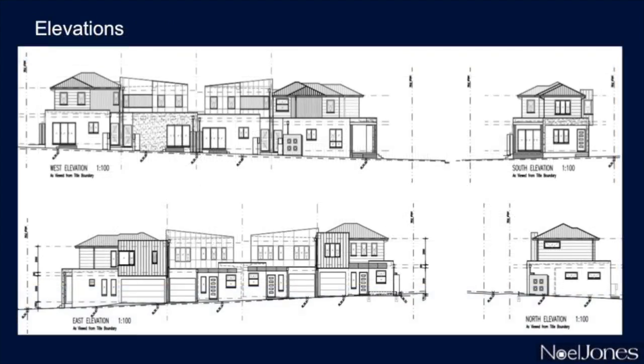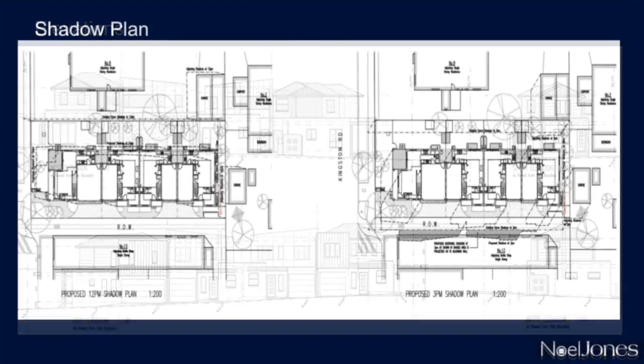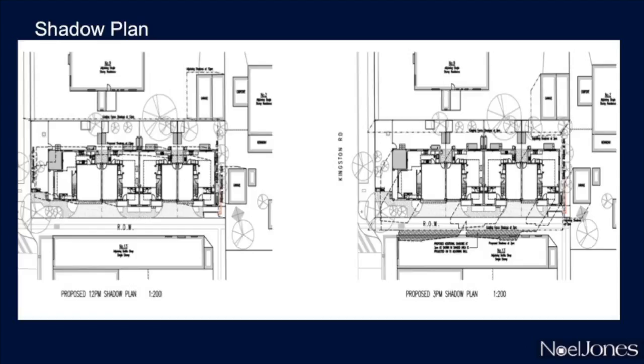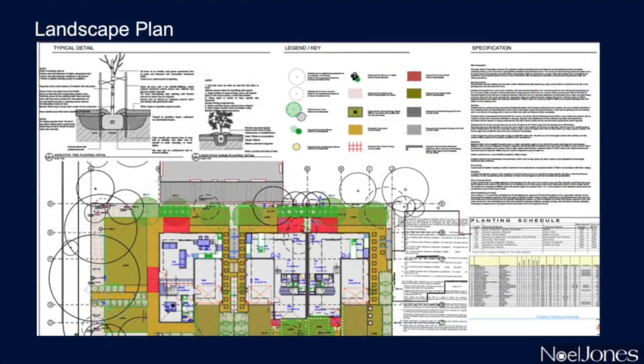On this slide, we can view the elevations of the proposed dwellings, including information about ceiling heights, roof designs and external textures and finishes. We can also gain an understanding of how the units will look when viewed from both the north, east, south and west. Our shadow plan example reflects how shadows can be cast at various times of the day. Here we can see the impacts to the neighbouring homes at both 12 p.m. and 3 p.m.